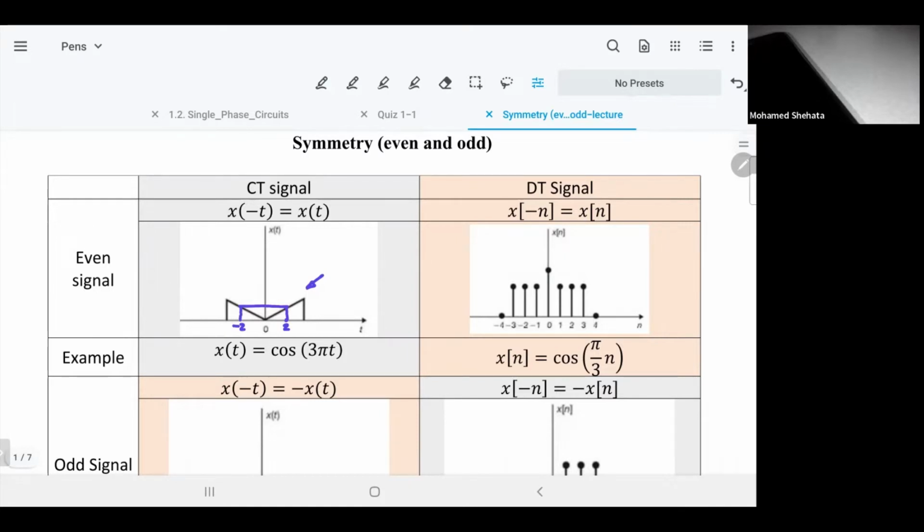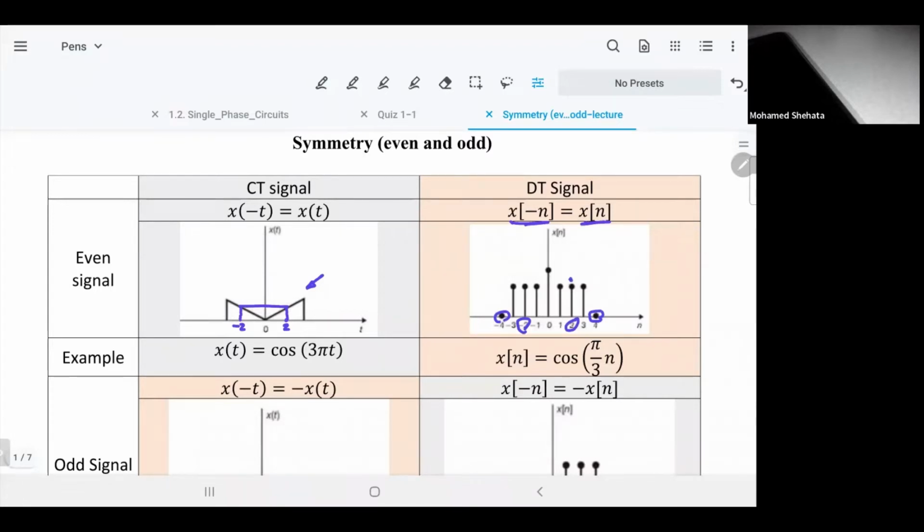The same thing will be applied for the discrete time signal. But instead of using t, we're using n. So x[n] and x[-n], they are equal. So in this example, you will see when n equals 2, the value here is the same as when n equals -2. When n equals 4, the value is equal to 0. When n equals -4, the value is equal to 0. It's symmetric again about the vertical axis.